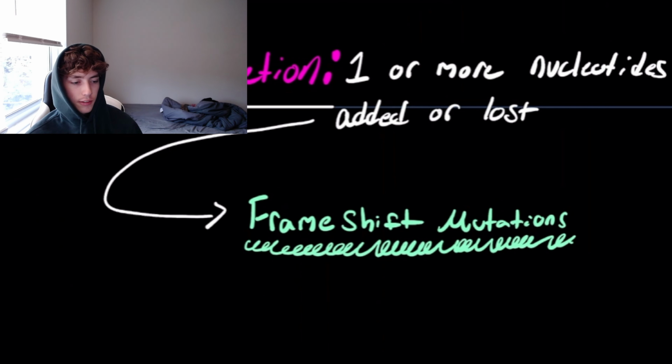The other kind of mutation that goes hand in hand with frame shift mutations are insertion and deletion mutations. Again, that's when one or more nucleotides get added or lost. Frame shift mutations are a consequence of this only if the number of nucleotides inserted or deleted is not a multiple of 3. So if it's less than 3, then a frame shift mutation could occur. If it's more than 3, then it wouldn't be a frame shift mutation.